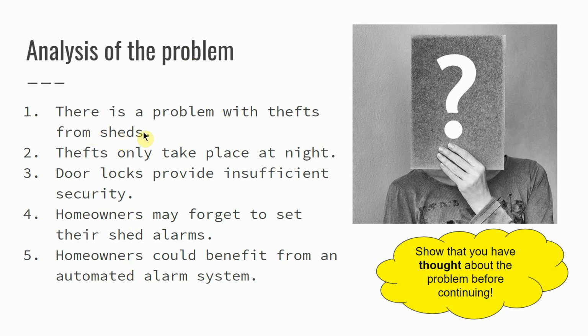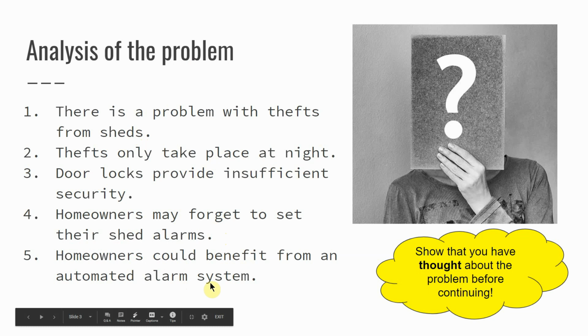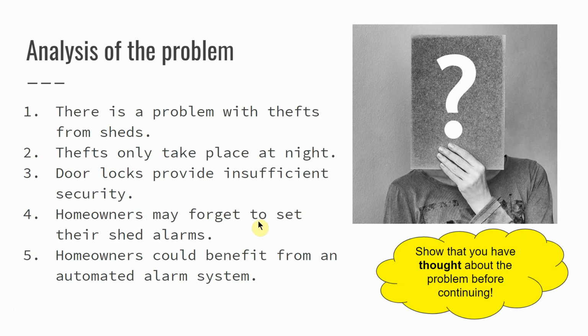There is a problem with thefts from sheds. That's the obvious thing, so don't feel scared by stating the obvious. Thefts only take place at night. So we've used abstraction to pull out that important detail. Door locks provide insufficient security. Homeowners may forget to set their shed alarms, and they could benefit from an automated alarm system because they were forgetting. Okay, so these 5 points are not necessarily the correct points to state, but they all seem valid, and they show that you have thought about the problem before you continue.